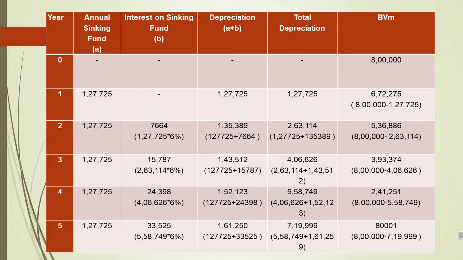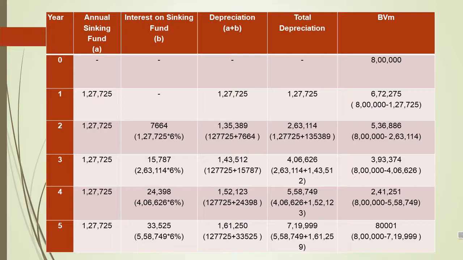The answer will be 2,41,251. Next I am going to find out the interest on sinking fund for the last year, the fifth year. So I'll multiply 6% with the total depreciation of the fourth year. So 5,58,749 into 6%. My answer will be 33,525. Now A plus B, I'll get 1,61,250.